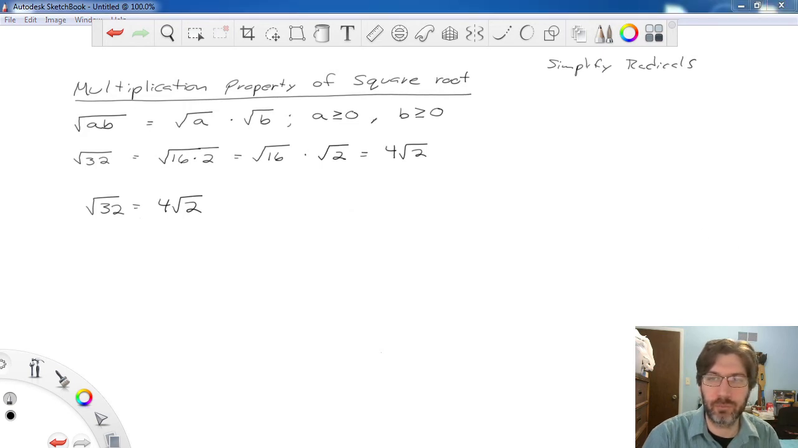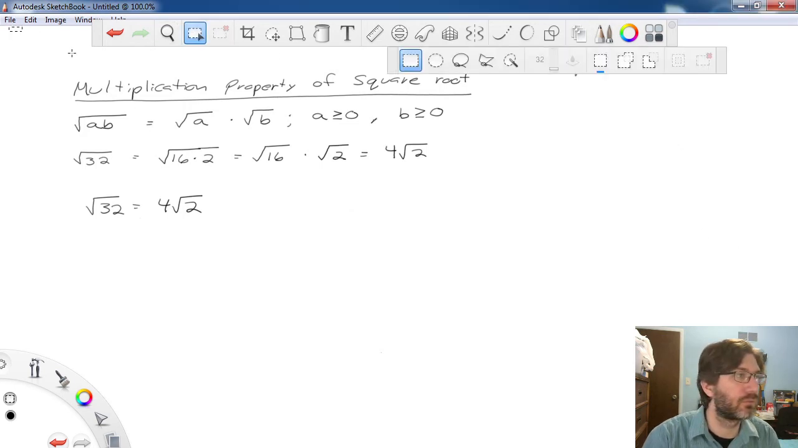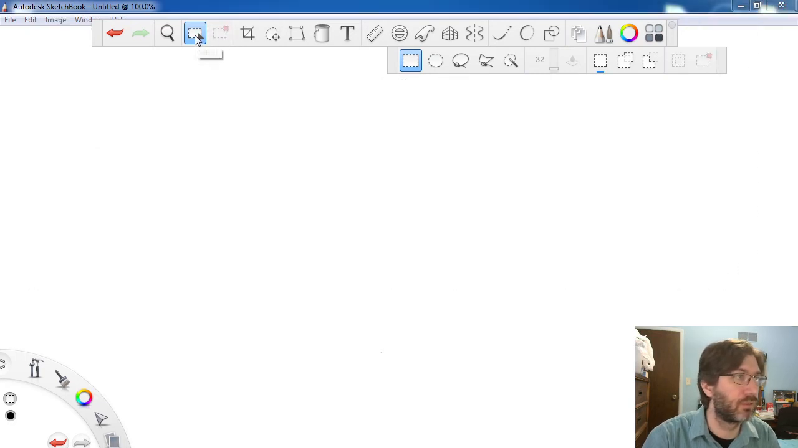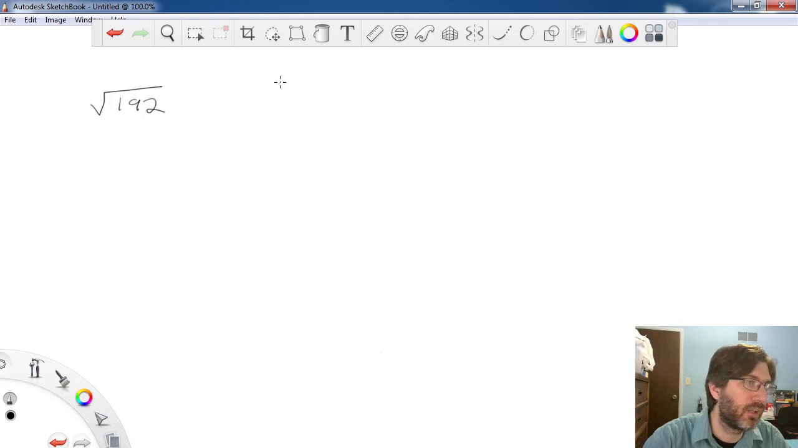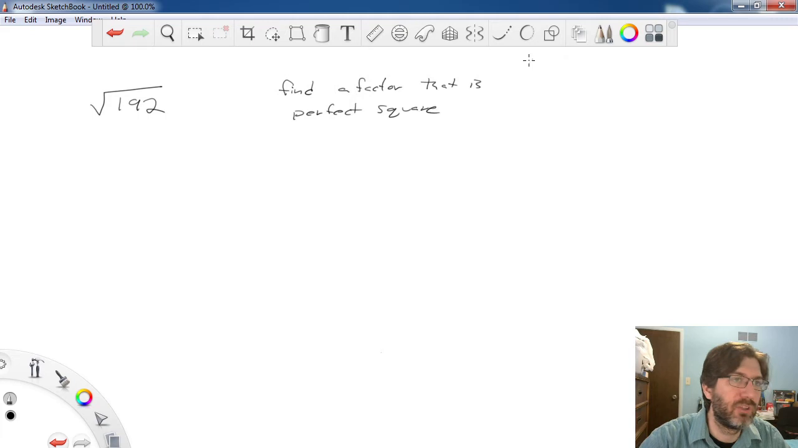So let's look at another example: the square root of 192. There are many factors of 192. What you need to do is find a factor that is a perfect square. You should be thinking, I'm looking for 1. 1 is a perfect square, but 1 is not going to help you with this. So really 1 is not going to be useful.